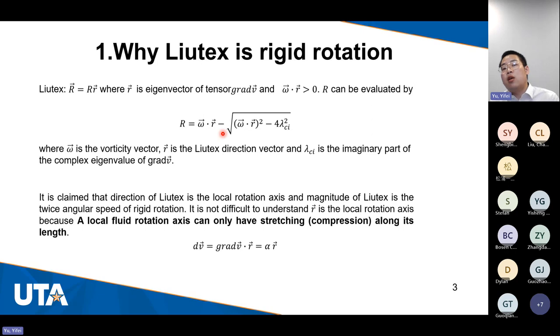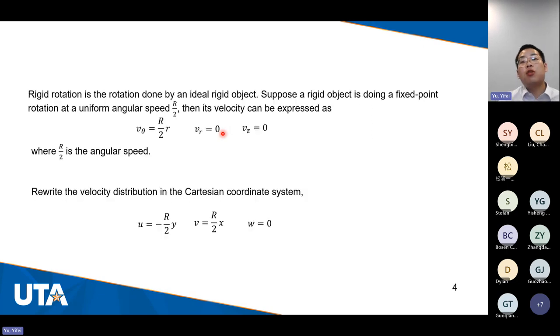If we express this sentence in mathematical language, that will lead to dv is equal to gradient v dot product r, and along the same direction means it's alpha, a constant, times r. So this equation directly implies that r is the eigenvector of the velocity gradient tensor. So this part is very clear, and usually the people have question about why the magnitude is the rigid rotation.